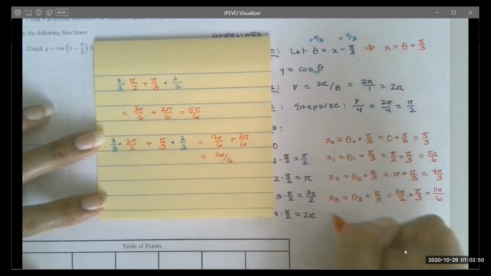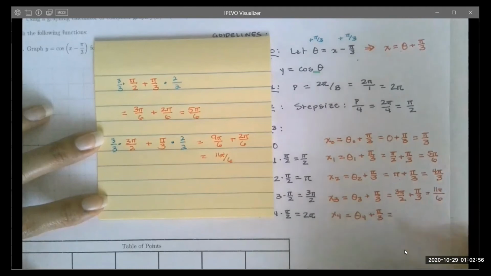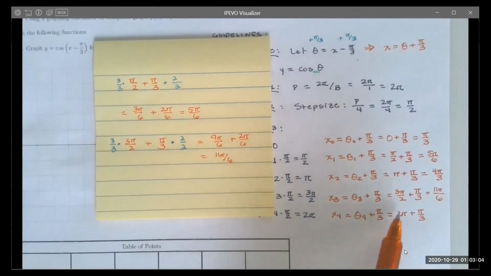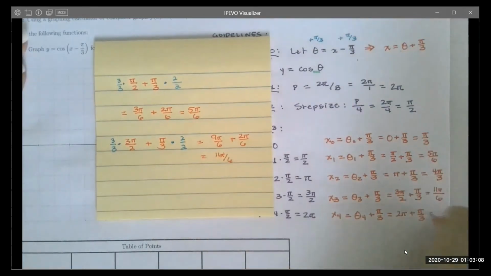And the last one, x4, will be theta 4 plus pi over 3, which is 2 pi plus pi over 3. Multiply top and bottom by 3 here, and we'll have 6 pi over 3 plus pi over 3. That is 7 pi over 3.